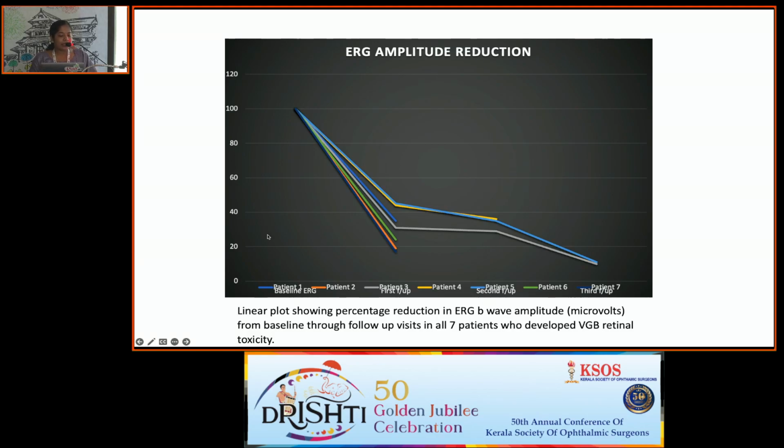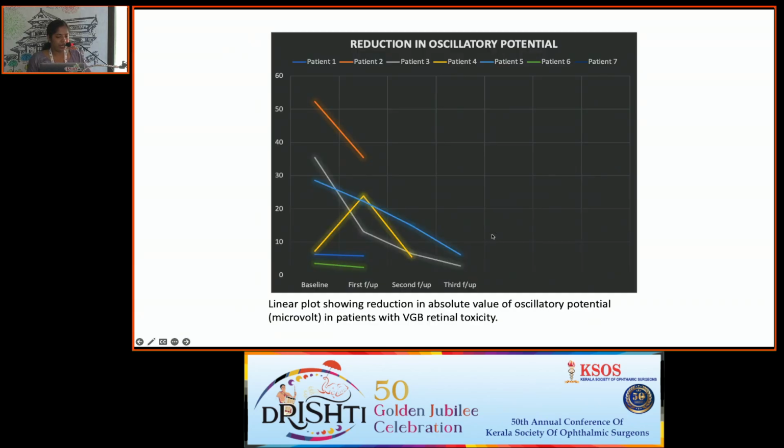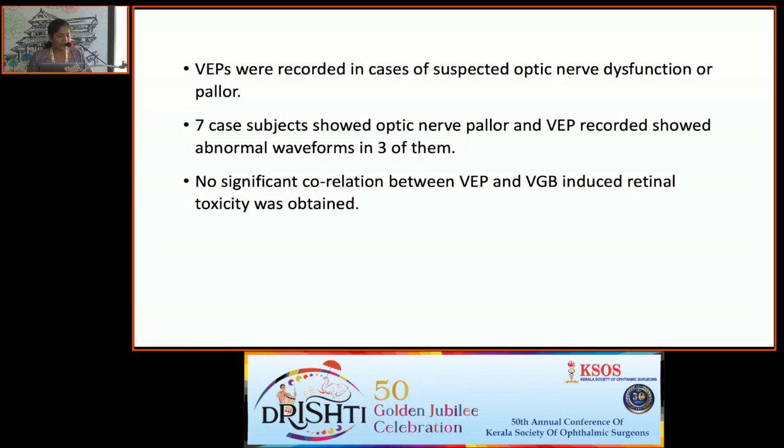This is a linear plot which shows the percentage reduction of the B wave amplitude from baseline through the follow-up visits in all the 7 patients who had developed toxicity. This is also a linear plot showing the reduction in the oscillatory potentials in the patients who developed vigabatrin toxicity.